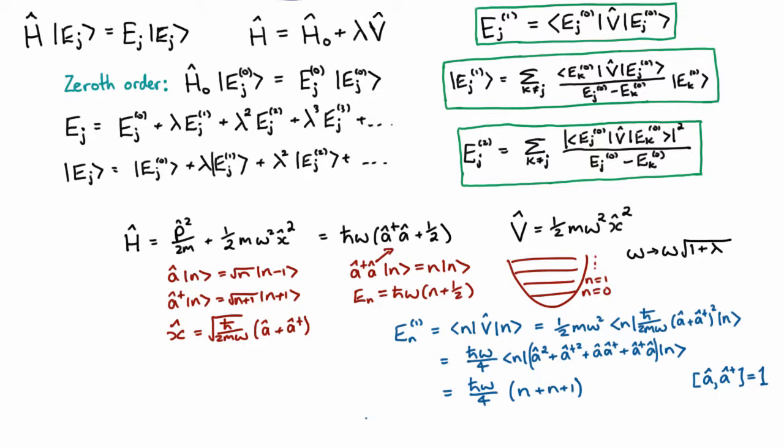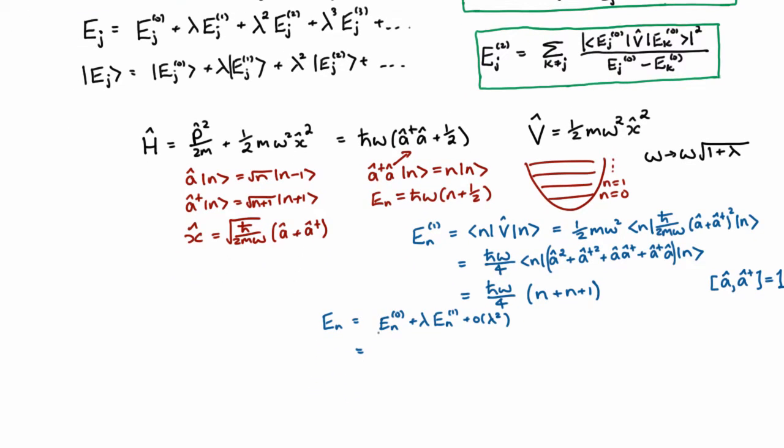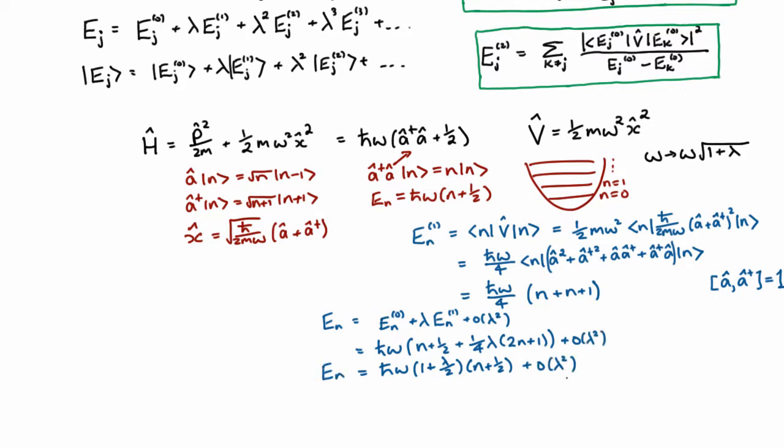So the new energy is going to be just this. We know what this is. And if we take out the factor of n plus a half, and of course we have our order lambda squared corrections. So that's my claim, that that's the new energy.